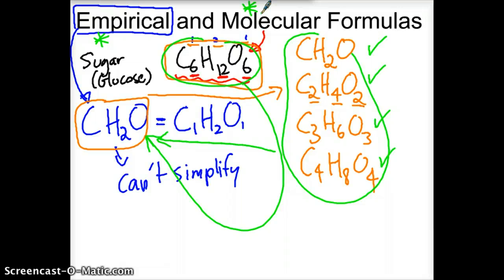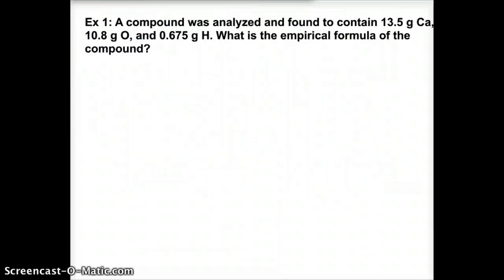So let's look at some examples of how to solve problems where we need to figure out what the molecular or empirical formula is. So here's an example. A compound was analyzed and found to contain 13.5 grams of calcium, 10.8 grams of oxygen, and 0.675 grams of hydrogen. Now the issue is, as always in chemistry, we don't care about the mass of items. We care about the number of moles. So the first thing when we're figuring out an empirical formula is we have to determine the number of moles of each element present. So it's just a simple grams to moles conversion.